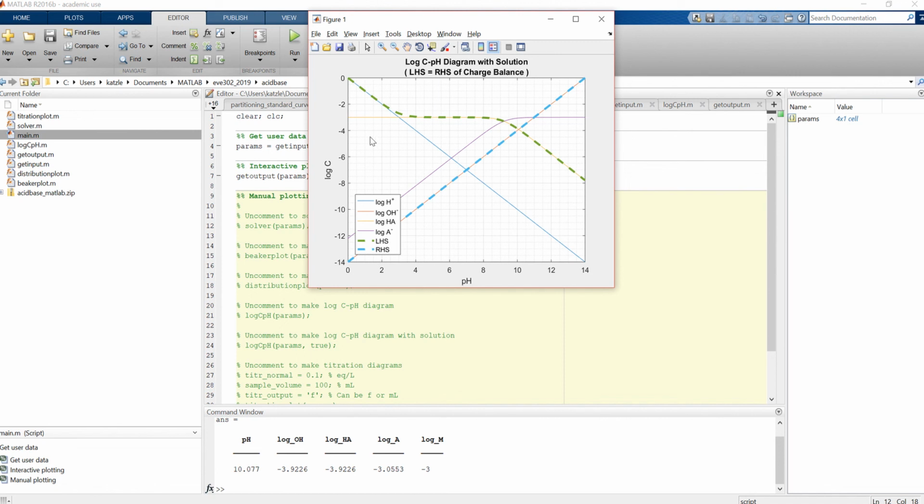So we've solved both the acid and the base problems for you.